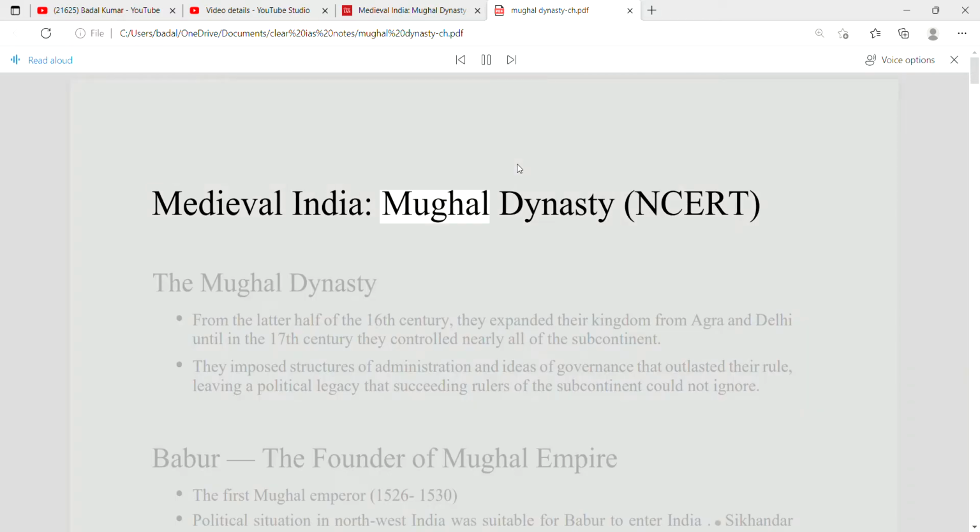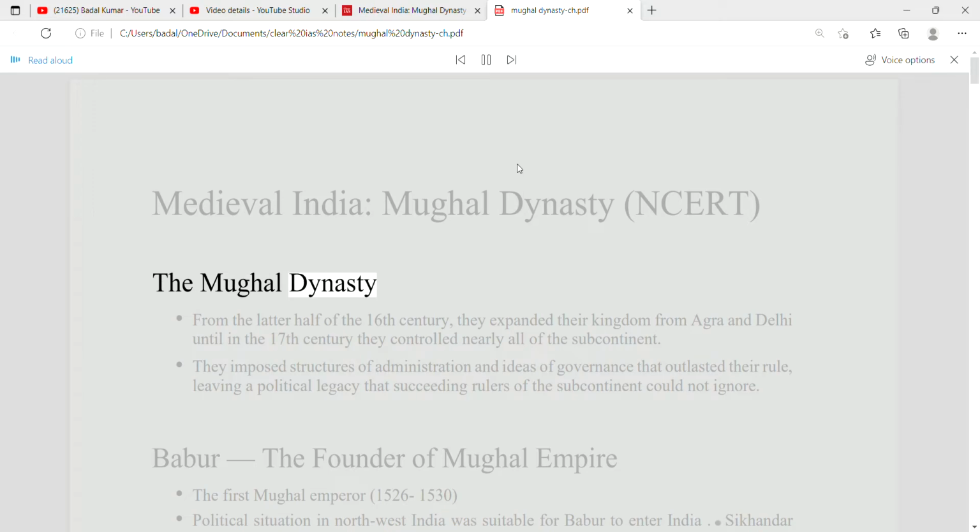Medieval India, Mughal Dynasty. From the latter half of the 16th century, they expanded their kingdom from Agra and Delhi until in the 17th century they controlled nearly all of the subcontinent. They imposed structures of administration and ideas of governance that outlasted their rule, leaving a political legacy that succeeding rulers of the subcontinent could not ignore.